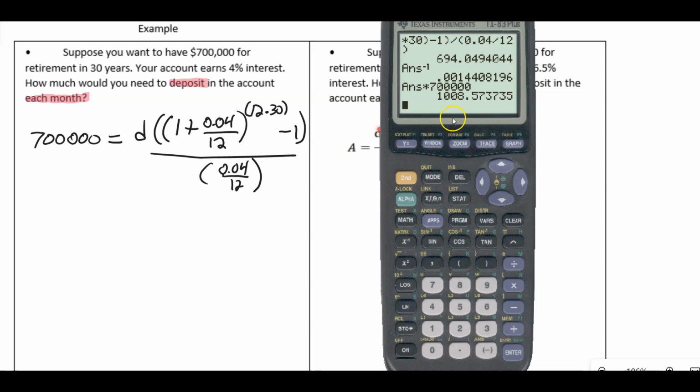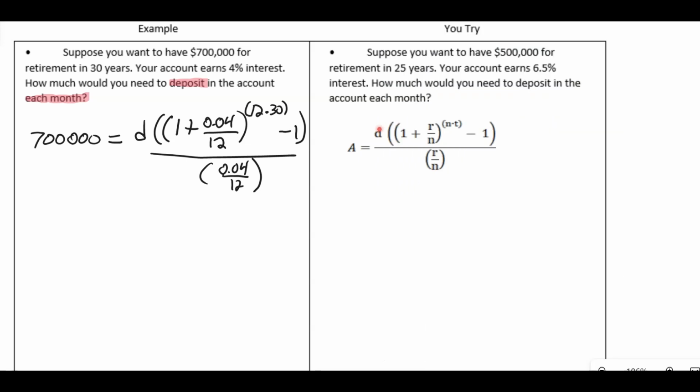So we end up with 1,008, boy, that'd be nice, and 57 cents. So we have D. Let me get the pen working. There we go. D equals 1,008.57. That would be the monthly deposit. After 30 years at 4% compounded monthly, we would have $700,000 in our account.